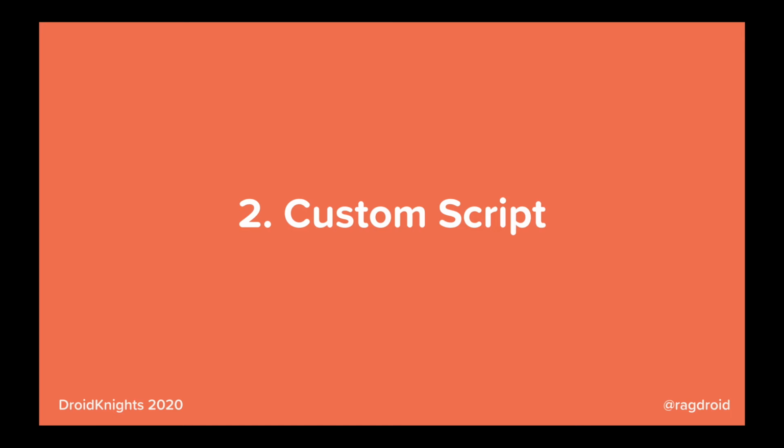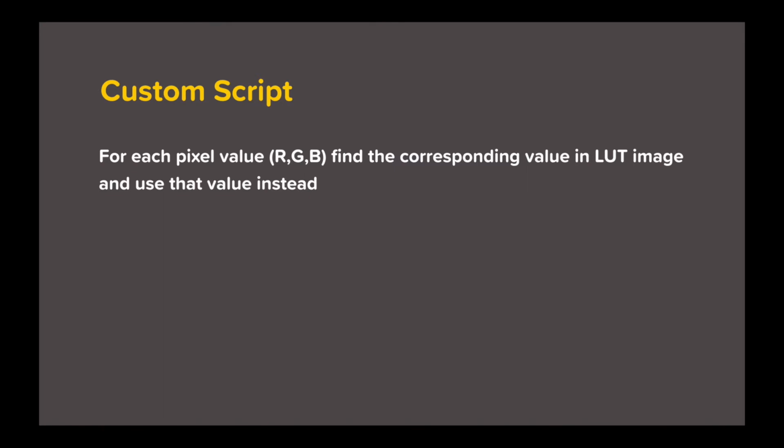But anyway, then we come to the next approach, that is using a custom script. Actually, ScriptIntrinsic3DLUT, as the name suggests, also uses a script behind the scenes. Anyway, we are talking about Renderscript, so everything is a script with it. It has this baked-in script, and instead of using that script, with a custom script we can use a different script which we create on our own. What our custom script needs to do is take each pixel value RGB, find the corresponding value in the LUT image and use that value instead of our previous pixel value.